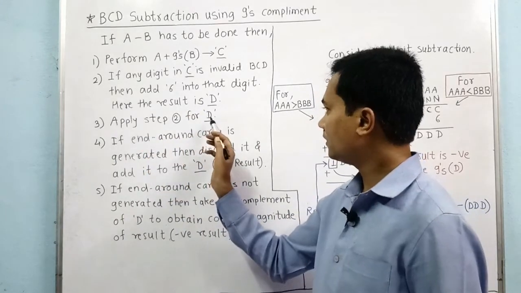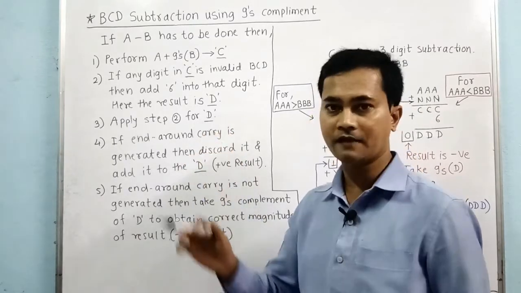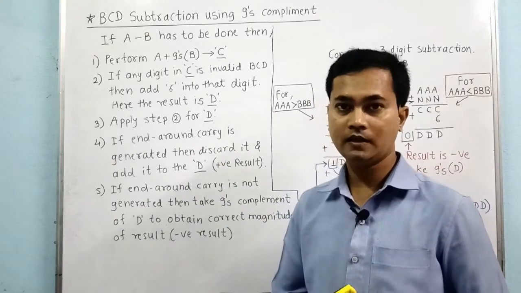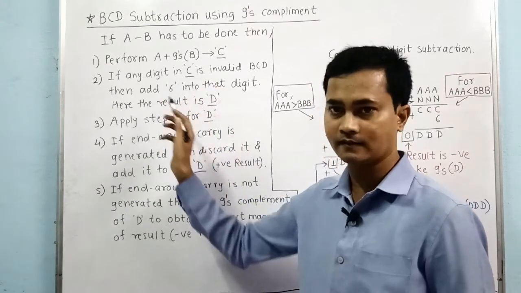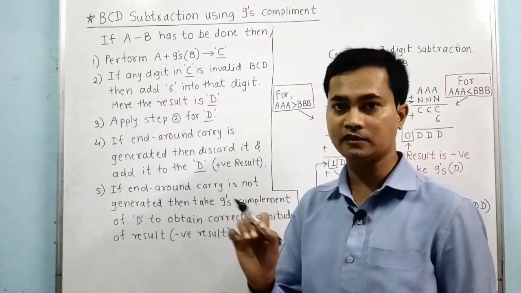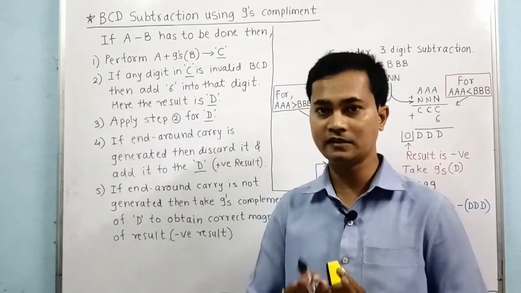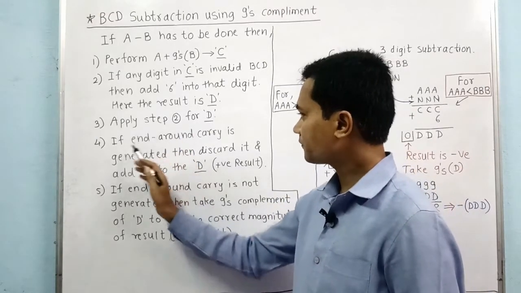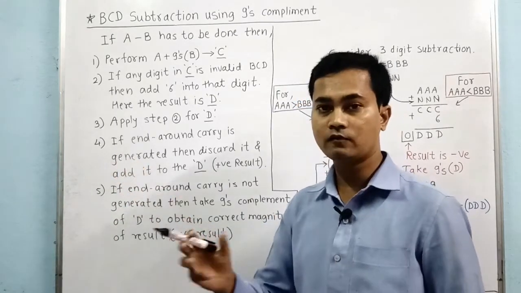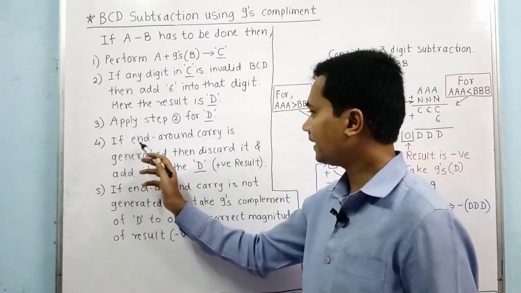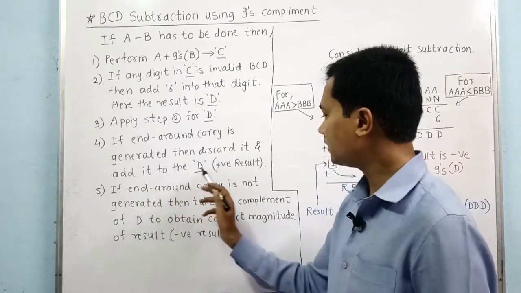In the D value, again check whether it has any invalid BCD digit or not. If it does, then process the same thing again: add 6 into the invalid BCD digit. Once all the BCD digits are valid, we check the fourth and fifth steps. The fourth step is about end around carry generation. If end around carry is generated, then discard it and add it to D.